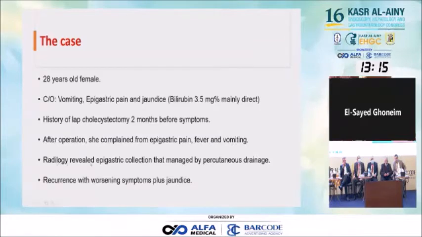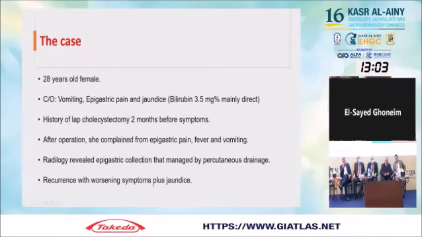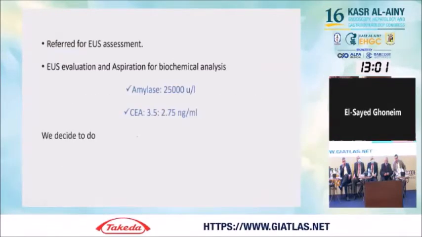Radiology revealed an epigastric collection that was managed by percutaneous drainage with a percutaneous tube, but recurrence occurred with worsening of symptoms plus jaundice. The patient was referred to us for EUS assessment.